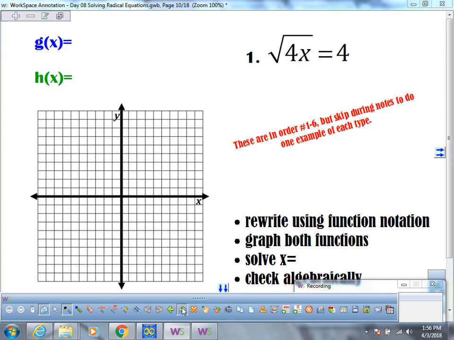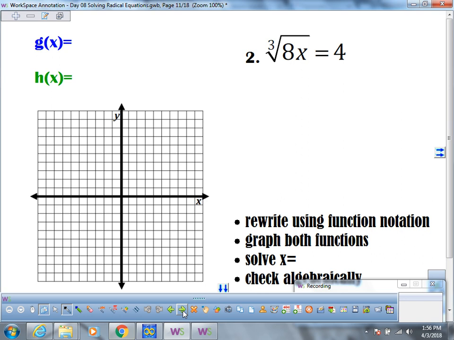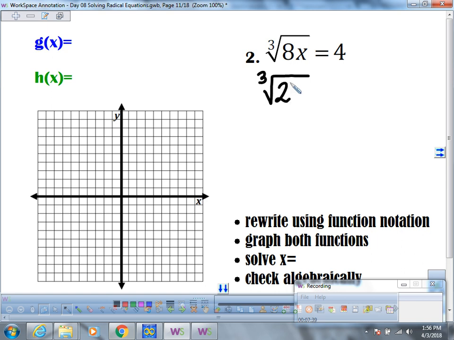Okay, let's get something harder. How about that? Okay, here is what you want to do. You want to make the graph as simple as possible before you graph it. All right? What do you notice about that 8? It's actually a 2 cubed, right? And doesn't a cube and a cube root cancel each other out? So this could actually be written as 2 cubed x.